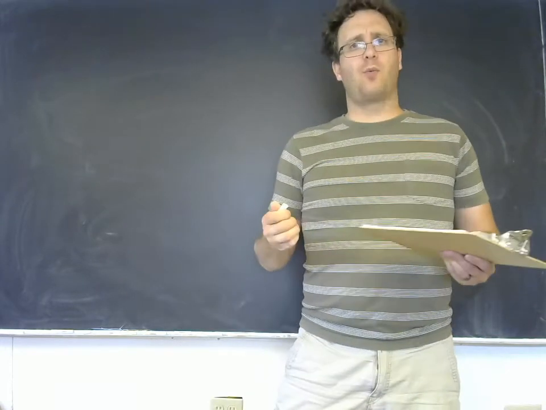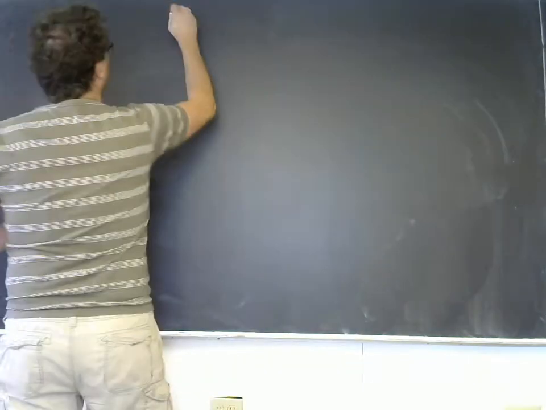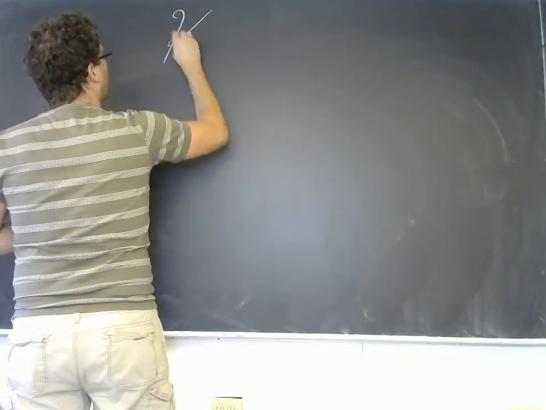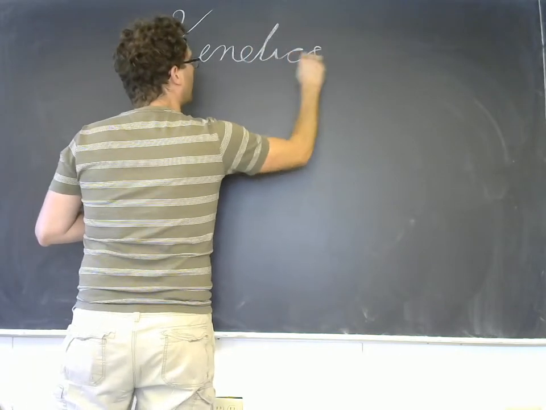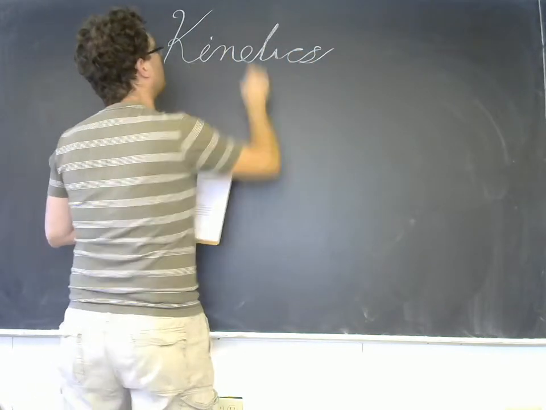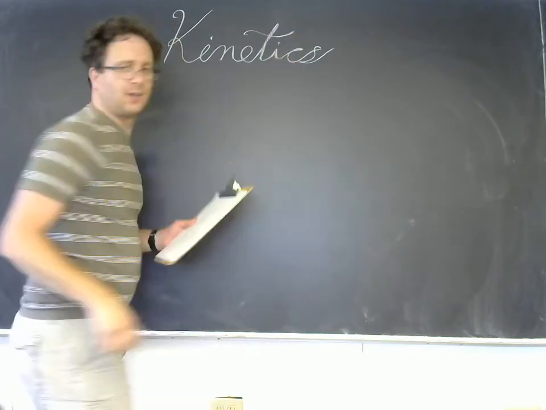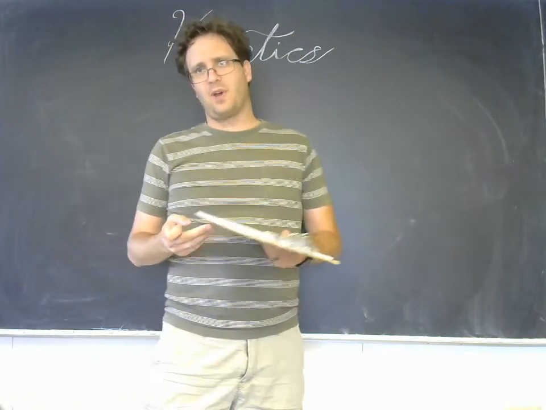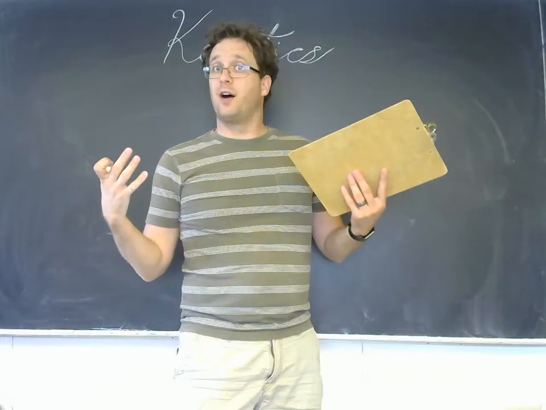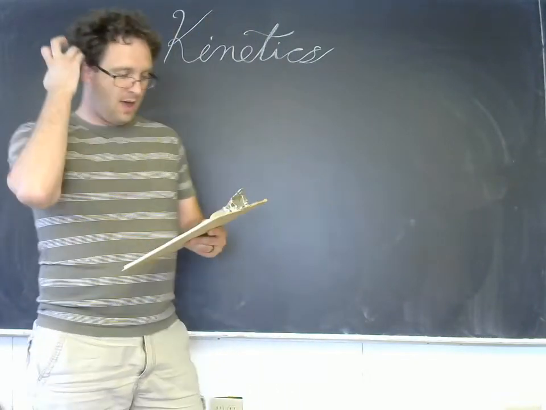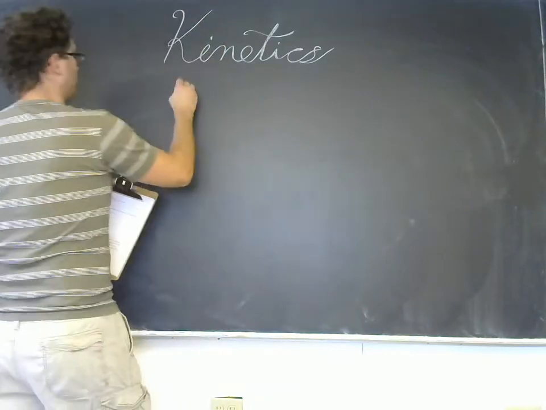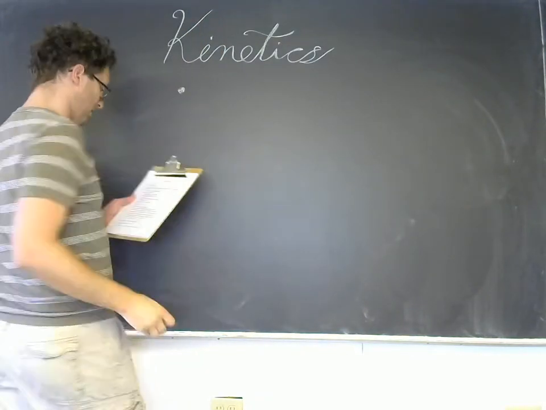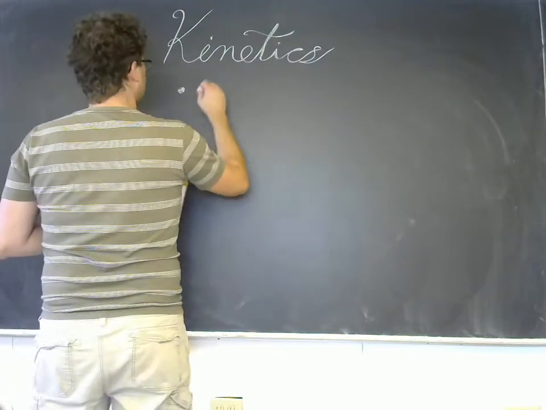And we call this whole field kinetics. So kinetics is the study of rates of reaction. Okay, so chemical kinetics are controlled by 5 factors. The first is particle size.